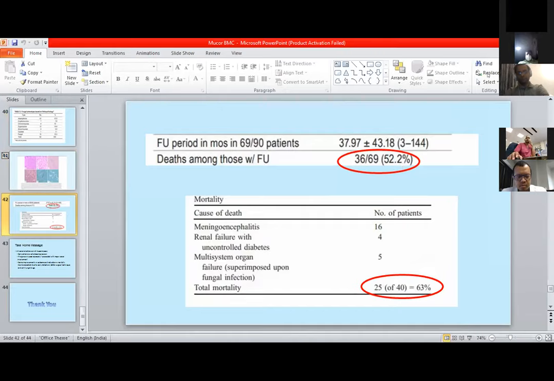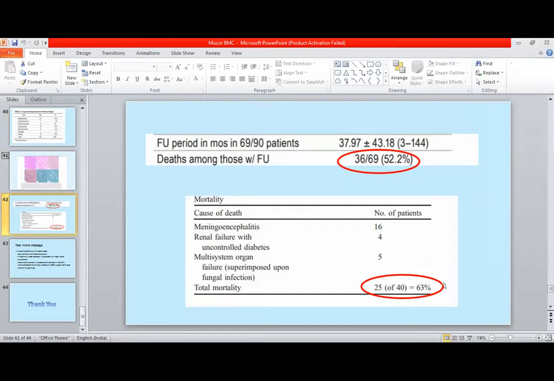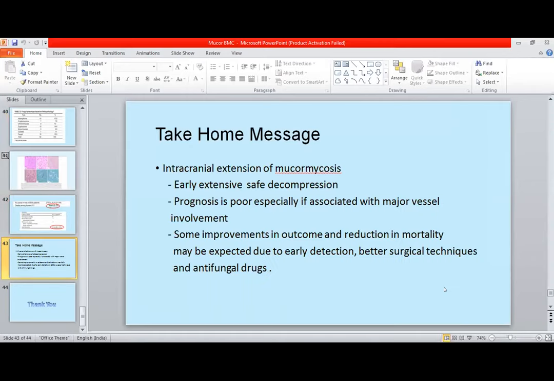The mortality rate of our present series was 52%. The older one, which I showed with 40 cases, was also inclusive of everything. That was around 63%. That time you can see that renal failure, multi-organ failure, all those things were common causes of death. So basically the take home here is that in relation to COVID, intracranial mucormycosis has been relatively rarer. It is not that common compared to the number of cases we are seeing in ENT and ophthalmology. Early diagnosis and trying decompression with antifungal may provide good results. But if the ICA and cavernous sinus are involved, it is almost 100% mortality.